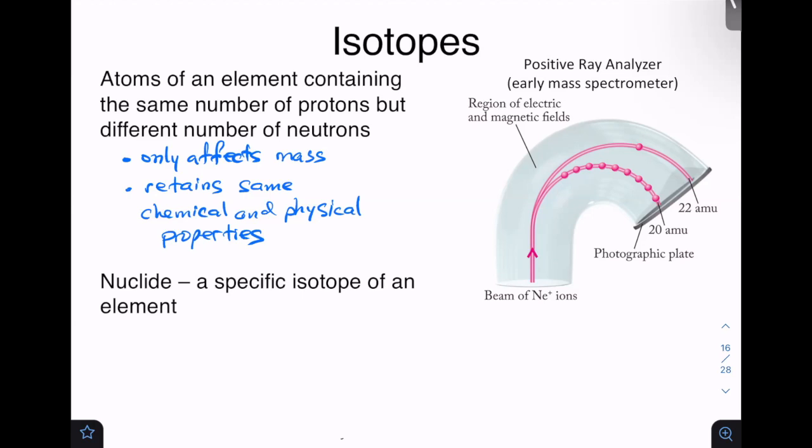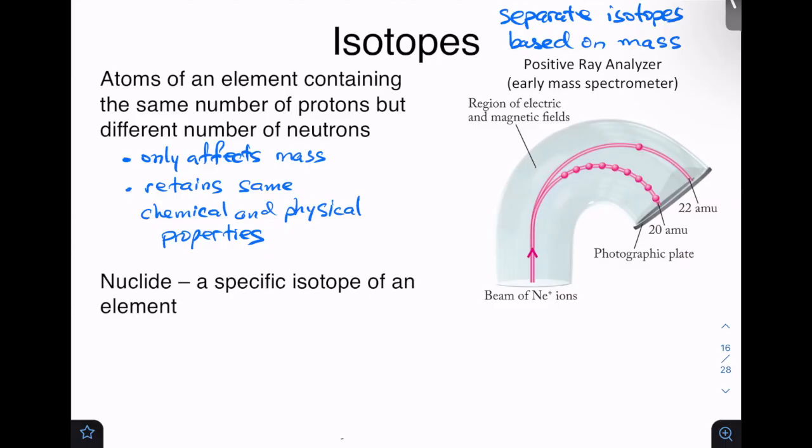So if you do an experiment with neon and put it in this positive ray analyzer, which is an early mass spectrometer, you don't need to understand how it works. The point here is that you can separate the different isotopes based on their different masses. And you can see that if we take a collection of neon atoms and separate them in this way, we actually get two different species being read out in the detector.